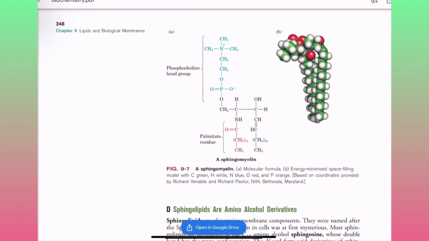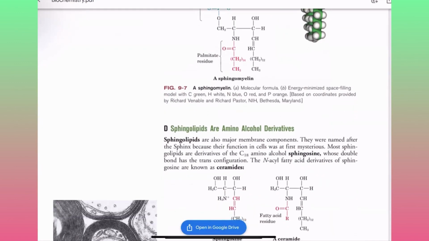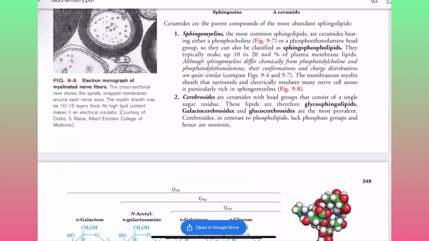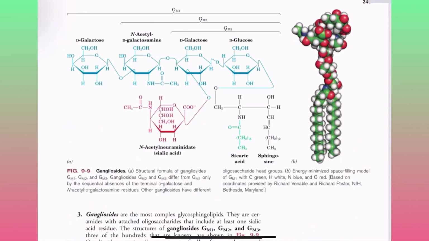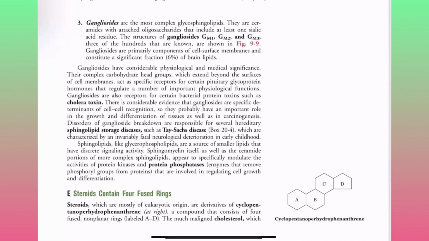Sphingolipids. Sphingolipids are also structural lipids. They are major membrane components, and just like glycerophospholipids have a glycerol backbone, sphingolipids have a sphingosine backbone. Examples are sphingomyelin, cerebrosides, galactocerebrosides, and gangliosides. Gangliosides are complex sphingolipids and they have medical significance also. Gangliosides are receptors for certain bacterial protein toxins such as cholera toxin.